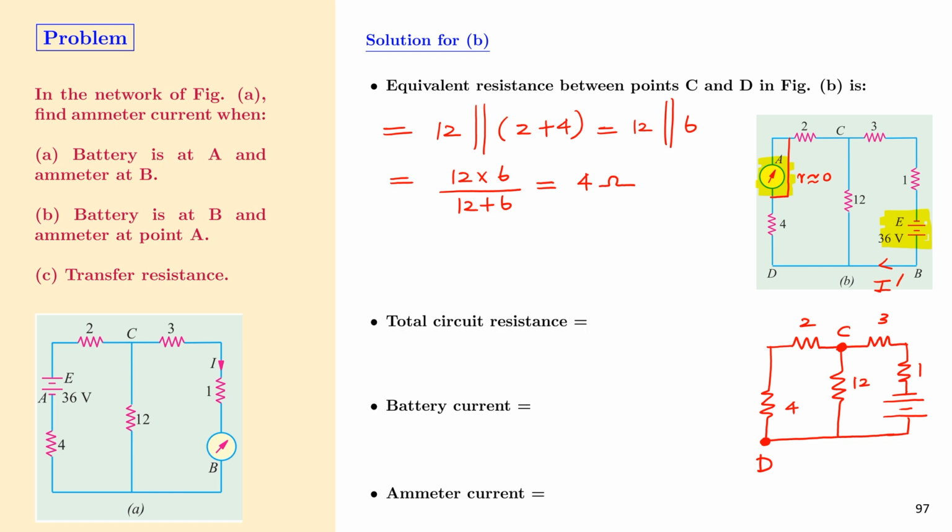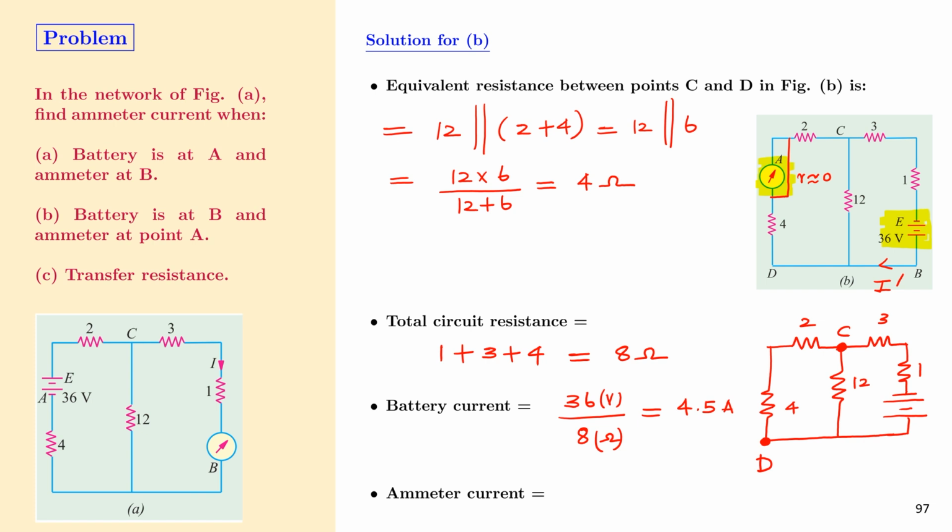Now the total resistance in the circuit is given by 1 plus 3 plus the equivalent resistance between C and D, which is 4, and this is equal to 8 ohms. The battery current is 36 volt divided by 8 ohm, and that is equal to 4.5 ampere.